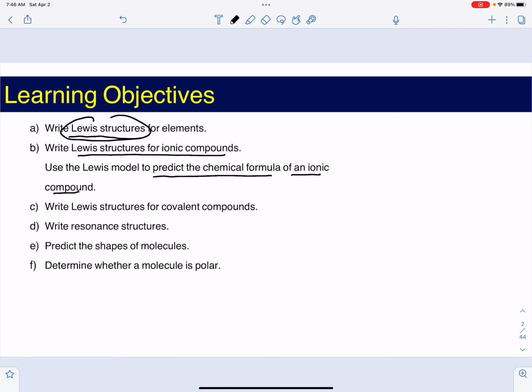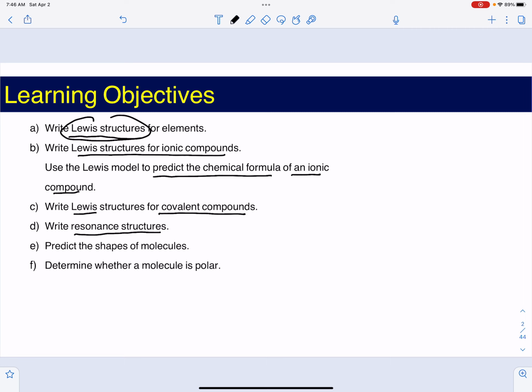And then we're going to move into the covalent compounds using Lewis structures. And once we learn how to build Lewis structures, we're going to see what resonance structures are, which are nothing more than different Lewis structures for the same compound.